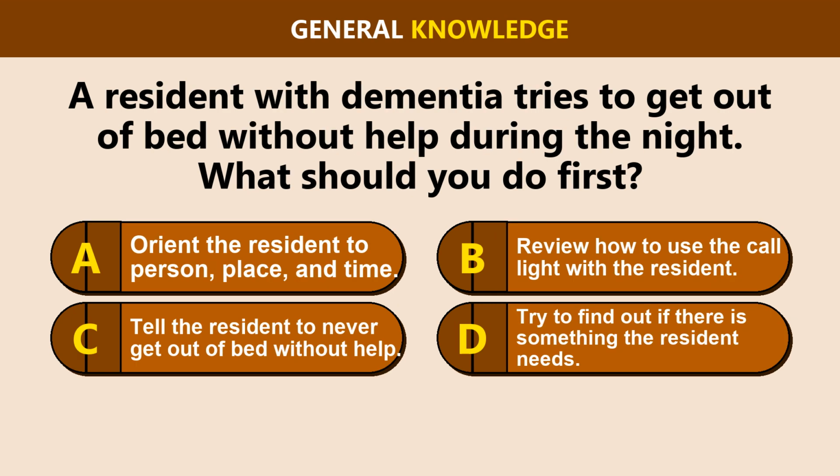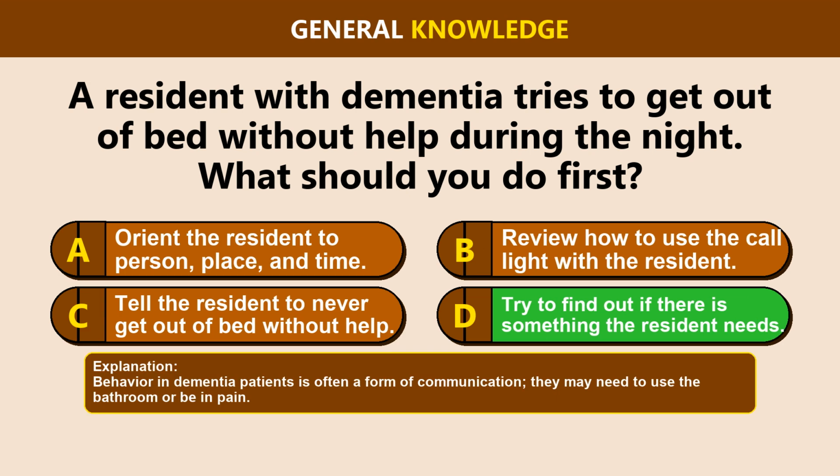Question 36. A resident with dementia tries to get out of bed without help during the night. What should you do first? Option A, orient the resident to person, place, and time. Option B, review how to use the call light with the resident. Option C, tell the resident to never get out of bed without help. Option D, try to find out if there is something the resident needs. The correct answer is option D. Try to find out if there is something the resident needs. Behavior in dementia patients is often a form of communication. They may need to use the bathroom or be in pain.